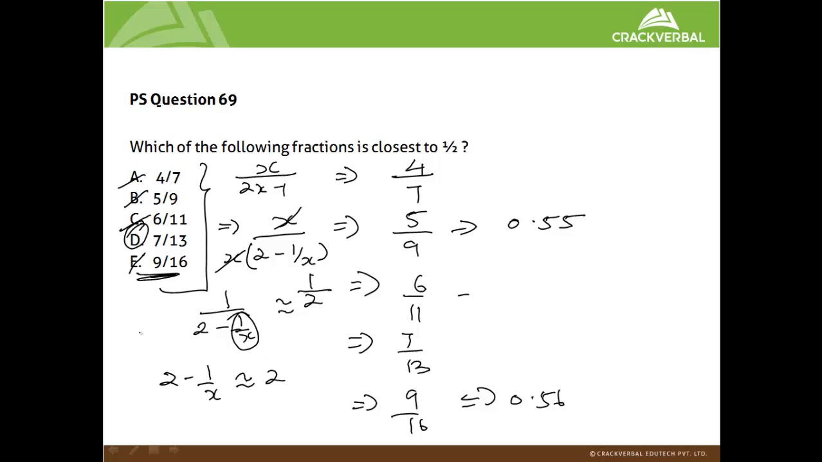I hope this is clear. So all you need to do is figure out some patterns, so you will be able to do the calculations much quicker. Okay, answer is D here.